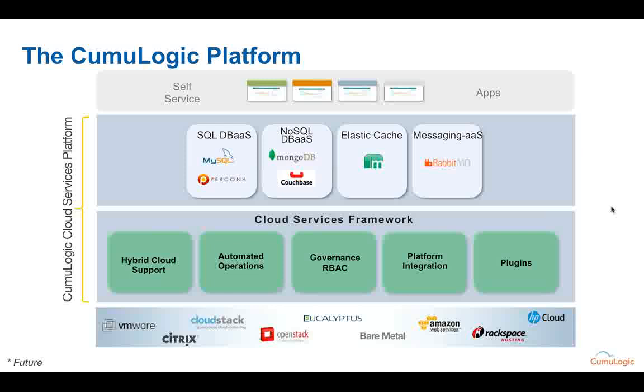So we offer that relational database service that I mentioned earlier with MySQL and Percona, with Oracle and Microsoft SQL Server coming soon. We also offer a NoSQL service with Mongo and Couchbase. And in addition, we have Elasticache-style functionality. These are Memcache clusters, and we offer messaging as a service as well with RabbitMQ. For the enterprises, we also support IBM WebSphere MQ.